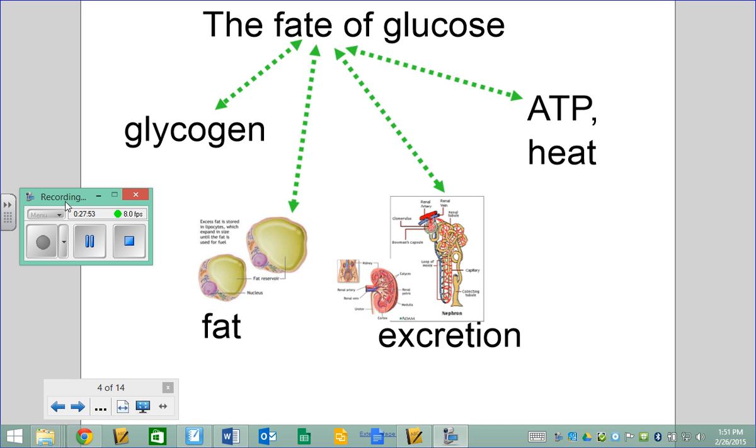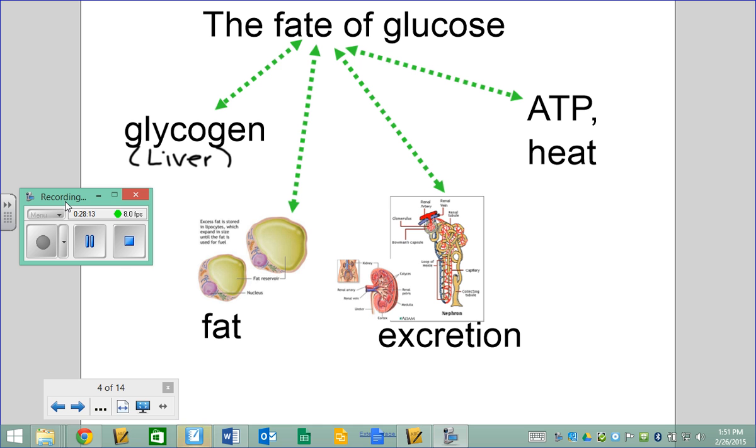So what happens to glucose? I've got some pictures here for you of some things. But there are four things that can happen to glucose. The first thing is that it can become glycogen.